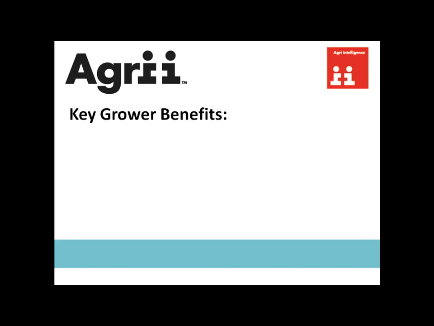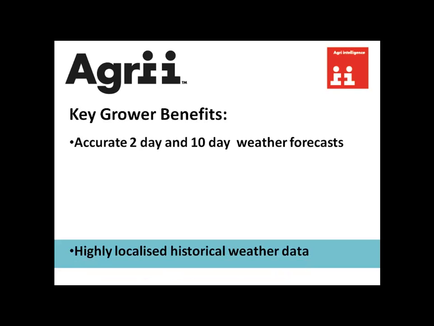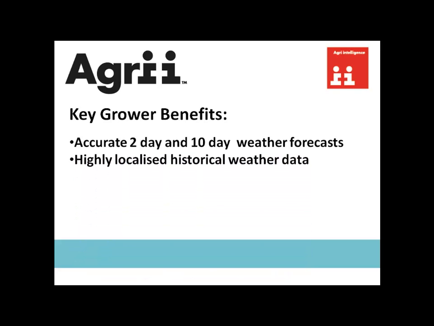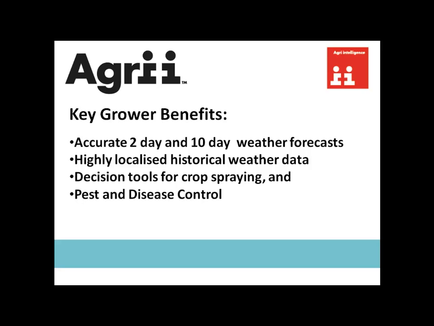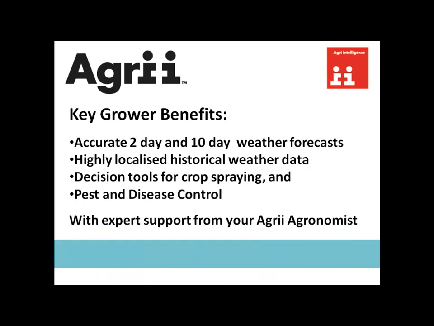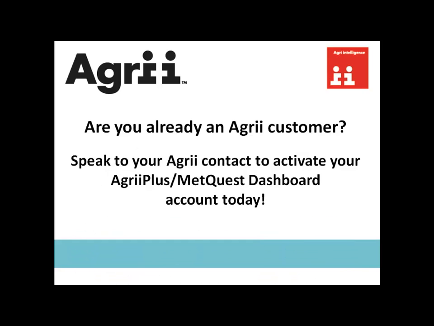So let's summarise the key grower benefits of MetQuest Dashboard. Accurate 2-day and 10-day weather forecasts, highly localized historical weather data, decision tools for crop spraying and pest and disease control, with expert support from your Agrii agronomist.